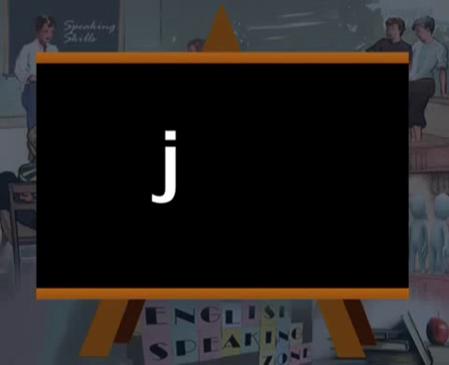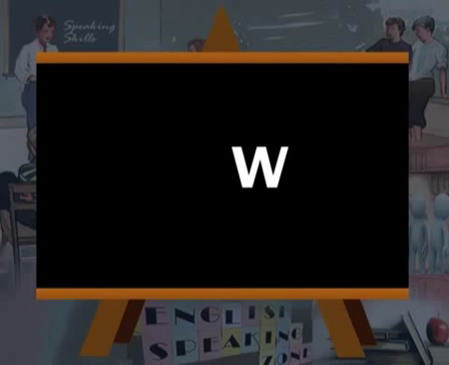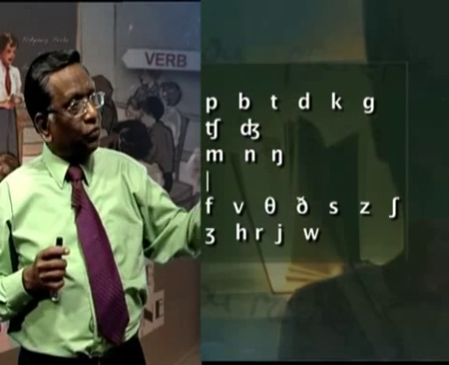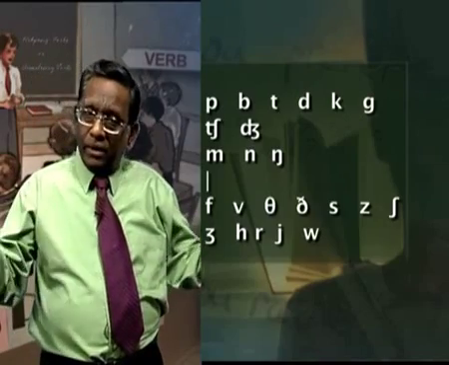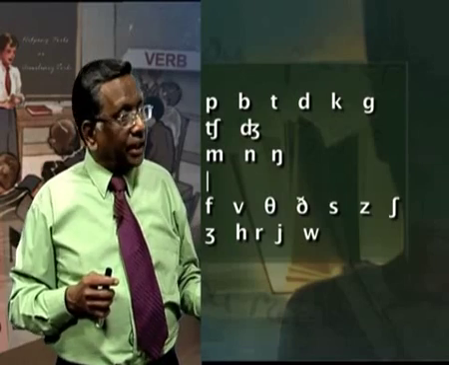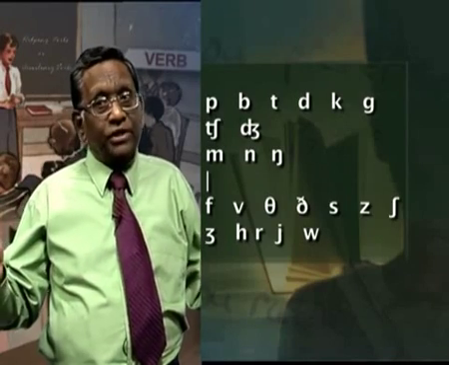Y is a voiced sound. W is also a voiced sound. Both are voiced semi-vowel sounds in English. All put together, you have 24 consonant phonemes of English. And it is important for us to get all these phonemes, because if we substitute one sound for the other, it may create confusion, intelligibility may break down, and your speech becomes defective.